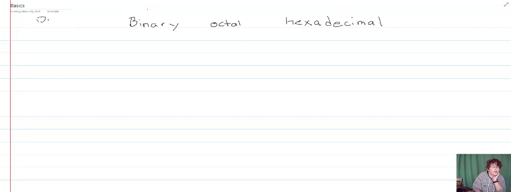Our regular numbers that we're used to are decimal numbers, based on base 10. Binary is base 2 because you have 2 digits, 0 and 1. Octal is base 8. You have 8 digits, 0 through 7. And hexadecimal has 16 digits, 0 through F. Once you get to 9, you need more digits because we're out of the ones we're used to, and so those use letters.